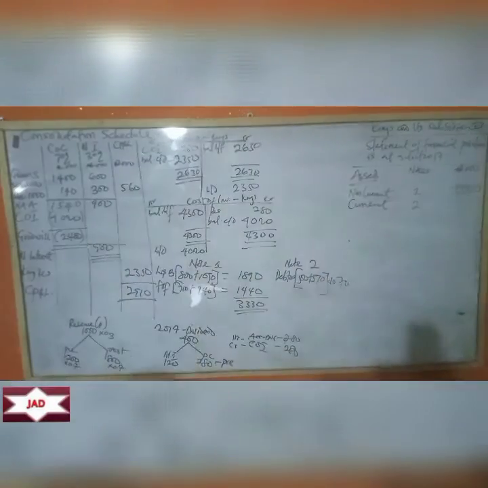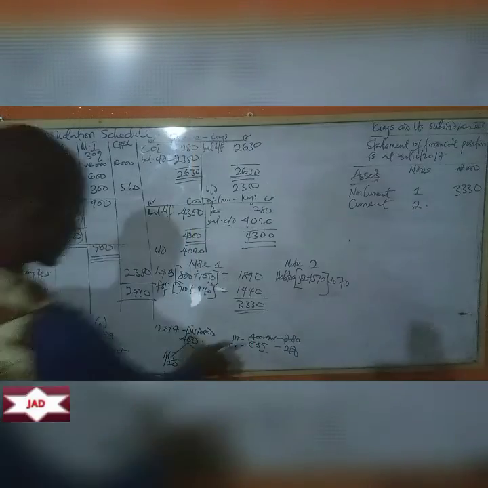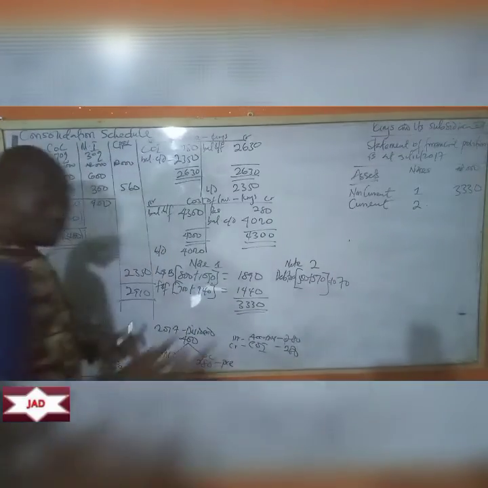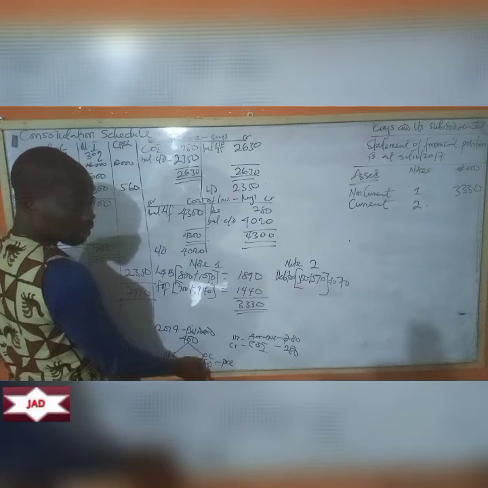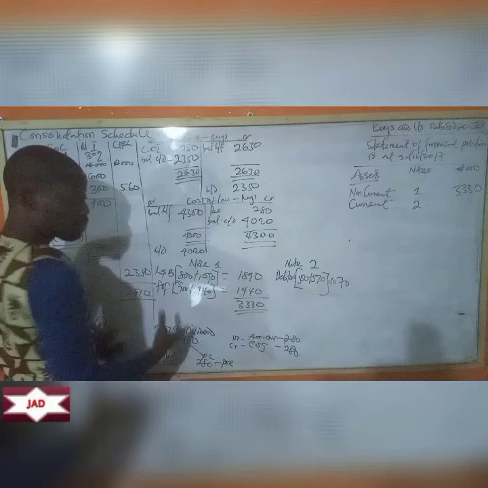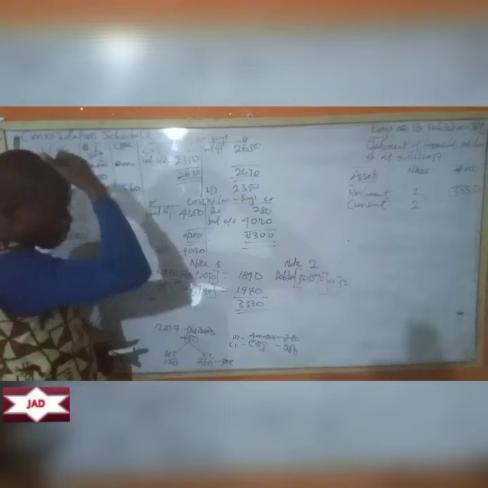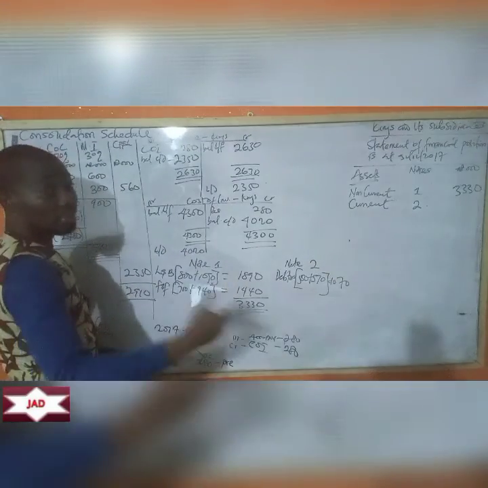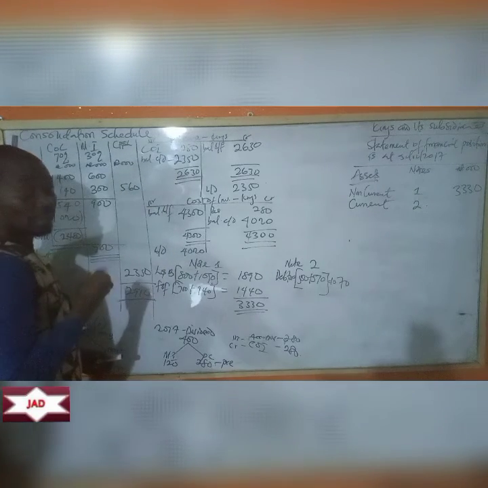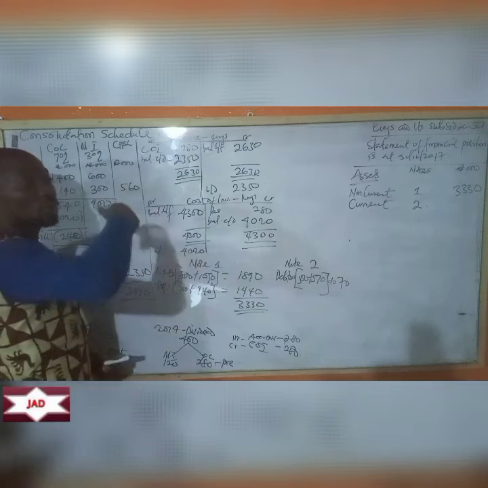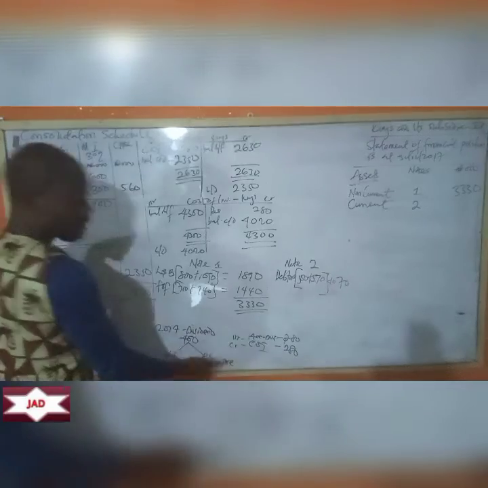What's the next item? Accrued dividends income. Remember, this dividend is proposed. So we have minority 180, then 280 for what? Holding company. Now, in the book of the holding company, it's an asset because it is due from the subsidiary. But in the book of the subsidiary, it's a liability because it is due to the holding company. So it's equal and opposite. So that 280 here will cancel that other one there.